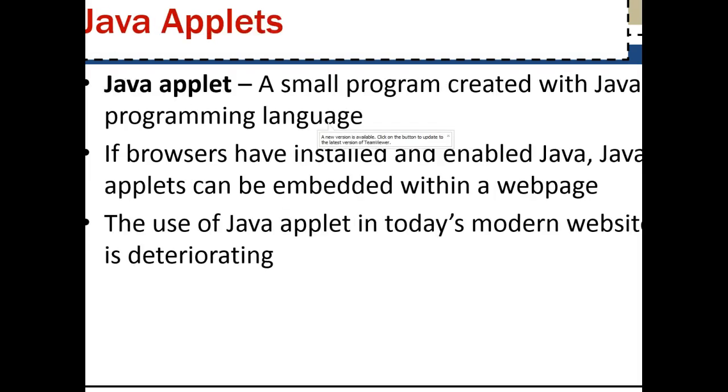Then a Java applet is a small program created with the Java programming language, which you're familiar with. A Java applet can be embedded within a web page, but the browser must have Java installed and enabled. Sometimes if it doesn't have it, it will download it automatically. Java applets were very familiar at the beginning, maybe in the 90s. Nowadays modern websites don't use Java applets anymore.